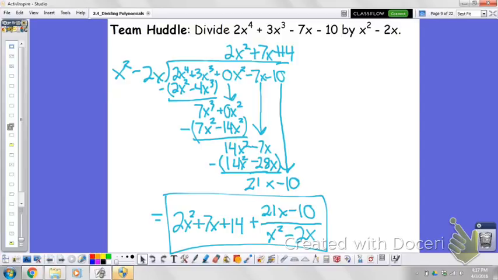So your final answer for this one will be 2x squared plus 7x plus 14 plus the remainder of 21x minus 10 over x squared minus 2x.